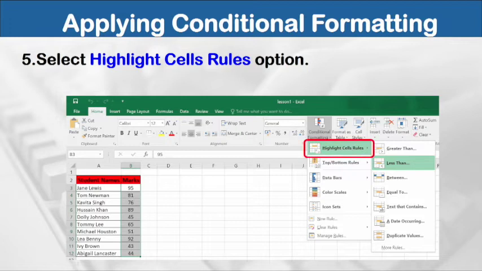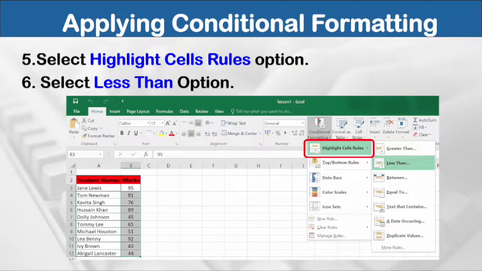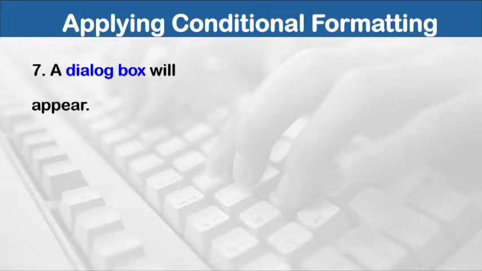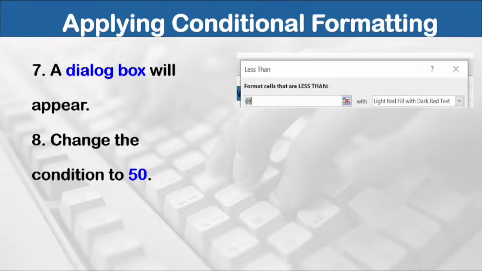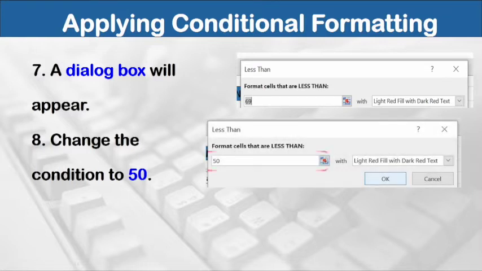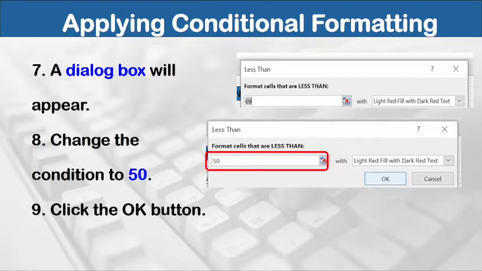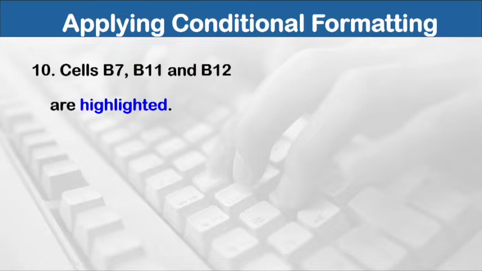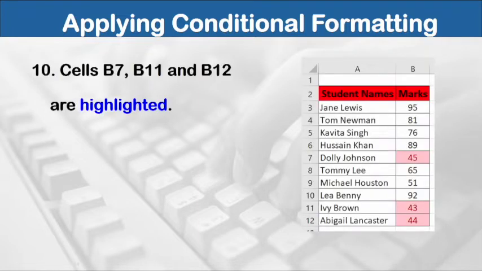Select Highlight Cells Rules option, then select Less Than option. A dialog box will appear. Change the condition to 50. Then click the OK button. Cells containing values which are less than 50 will be highlighted. As you can see, cells B7, D11 and B12 are highlighted.